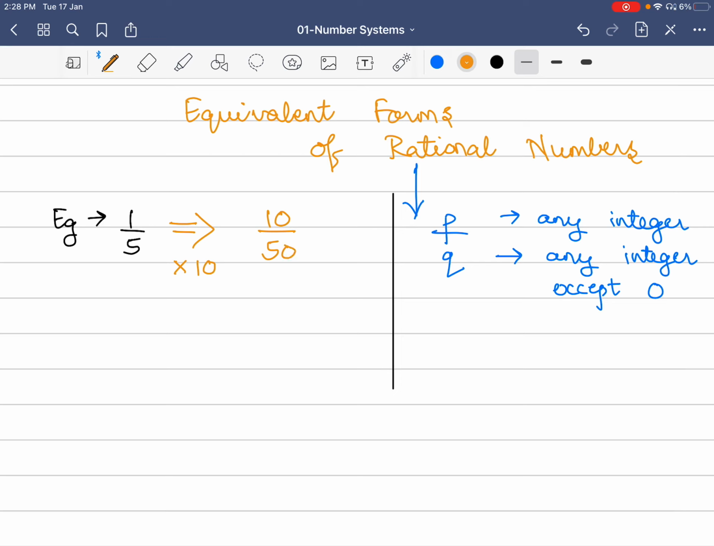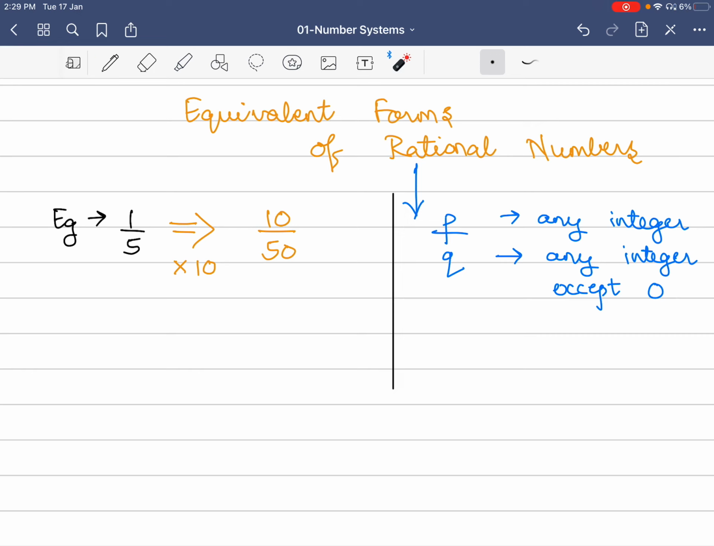So I have converted this one rational number into another form of rational number. This is also a valid rational number. 10 by 50 fits into the definition of p by q. So one rational number is converted into another form of rational number and both of them are equal. This is the equivalent form of a rational number. So 10 by 50 is an equivalent form of the rational number 1 by 5.